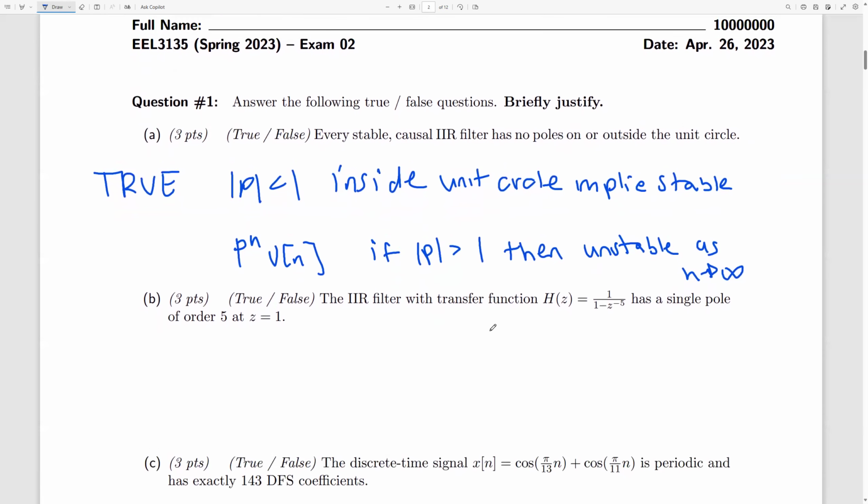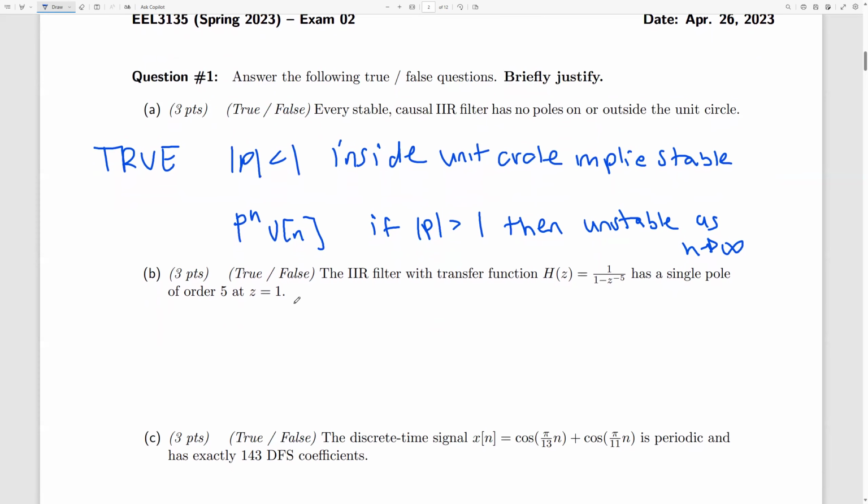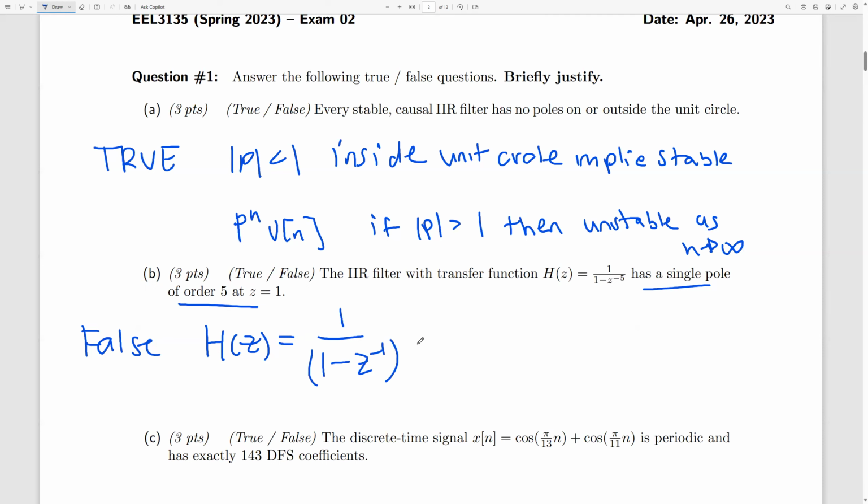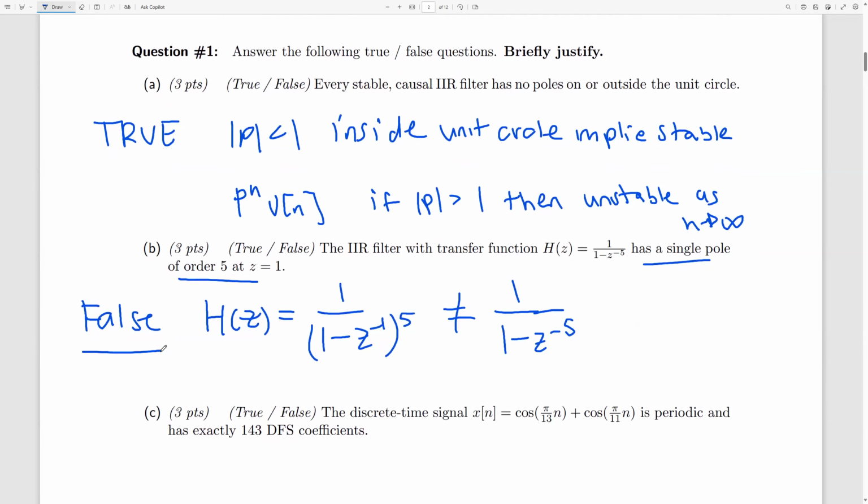Next, the IIR filter with transfer function H of z equals 1 over 1 minus z to the negative 5 has a single pole of order 5 at z equals 1. This will actually be false, because what their statement is saying is that H of z is equal to 1 over (1 minus z to the negative 1) to the fifth. This has a pole of order 5 at z equals 1. But this is not equivalent to the transfer function that is given, which is 1 over 1 minus z to the negative 5. This here actually has five distinct poles of order 1, which is not the same thing, so it is false.